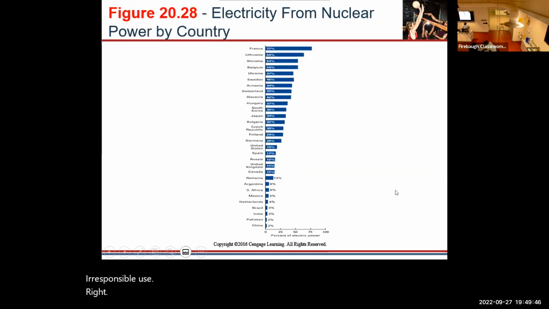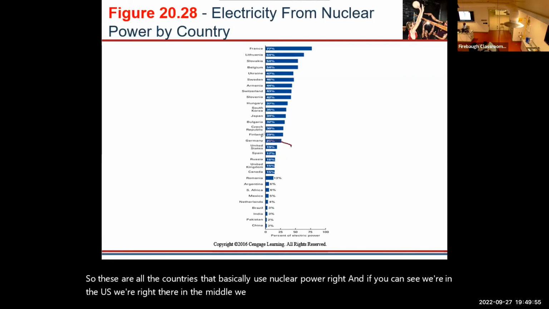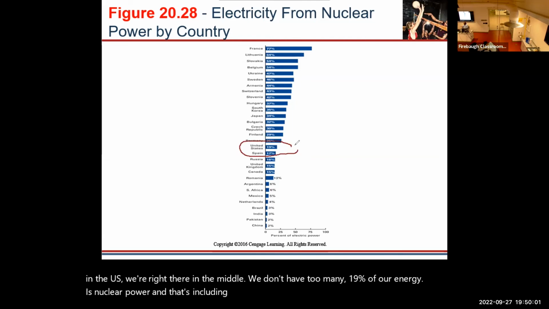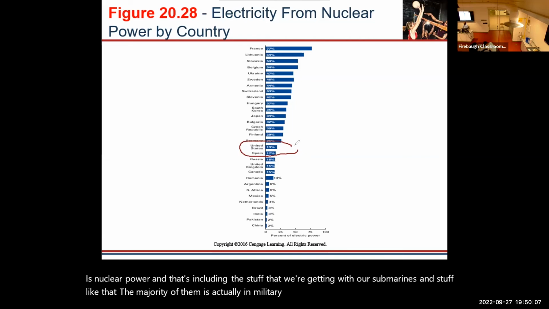So these are all the countries that basically use nuclear power. Right? And you can see we're in the US. We're ranked 19% of our data. We're actually in military bases. These are all military bases.